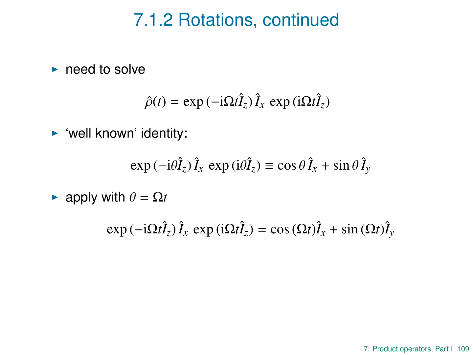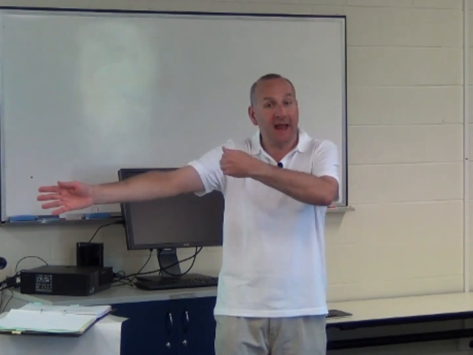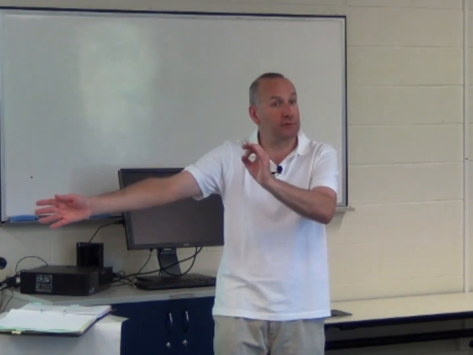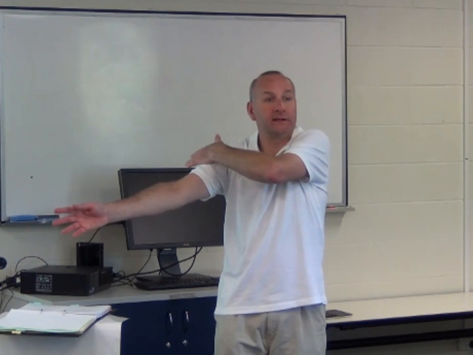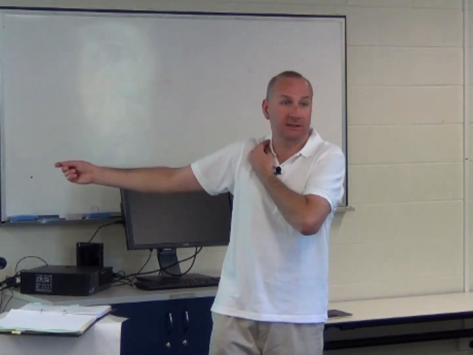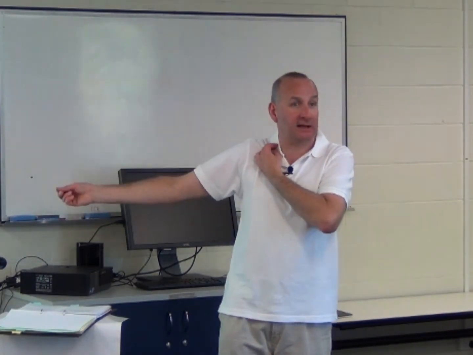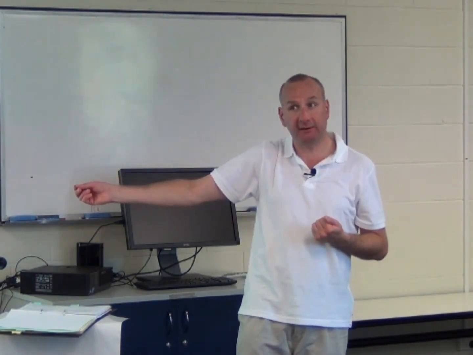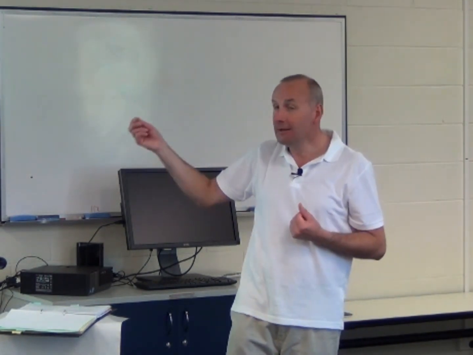Well, of course, that's exactly what you would expect, because if you think about your vector picture, if I start out along x and I allow free precession for a time t, I will get an x component which goes as cos omega t and a y component that goes as sine omega t. So this is exactly what the vector picture would predict for you.